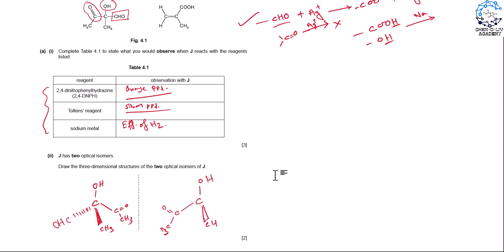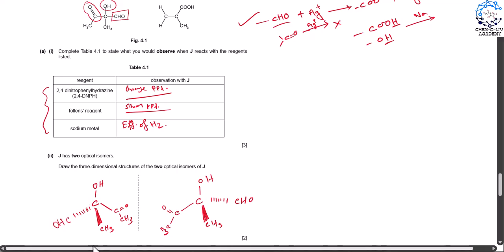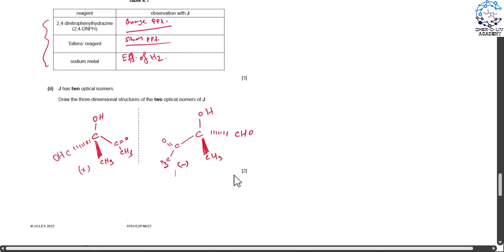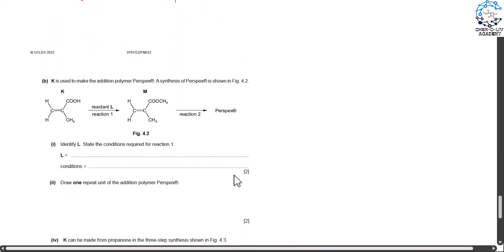So CH3 and the dotted one CHO, right? So these two will be the mirror image, the optical isomers of J. If this isomer is a plus isomer, this will be your minus isomer. Okay, let's move to the next.